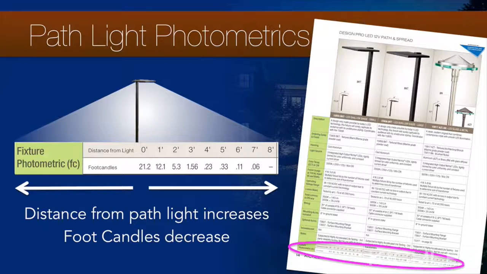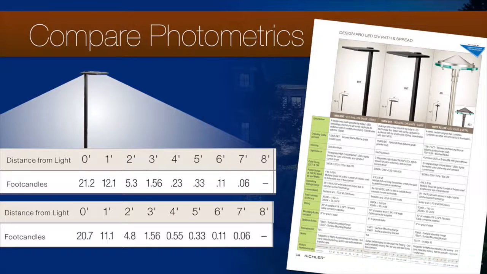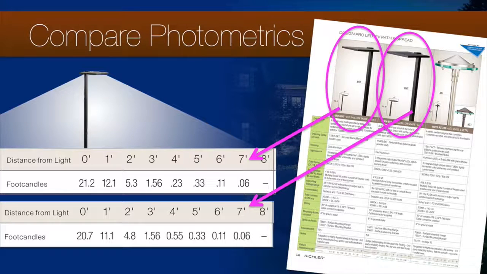Photometric data can help you sort out differences between fixtures. Consider, for instance, these 2 path lights, which have these 2 photometric charts. The fixture on the left is smaller, and you might suppose that it produces less light than the larger fixture on the right. If we look at the photometric chart, however, we see that 2 feet away from the fixture, the smaller fixture produces greater illuminance. It produces 5.3 foot candles, as opposed to the other fixture's 4.8 foot candles.